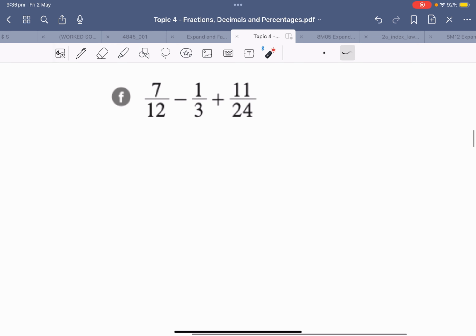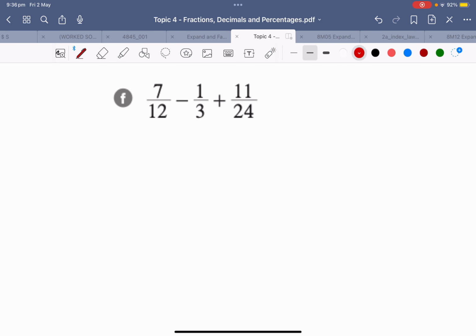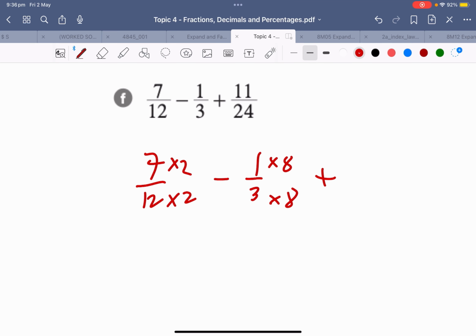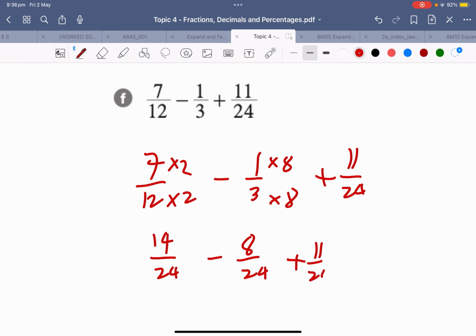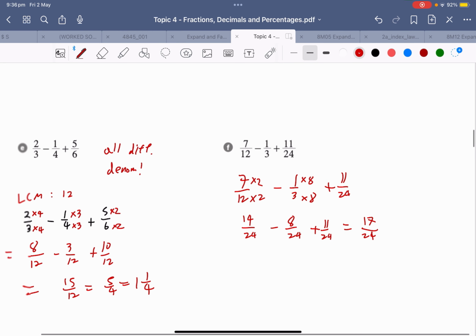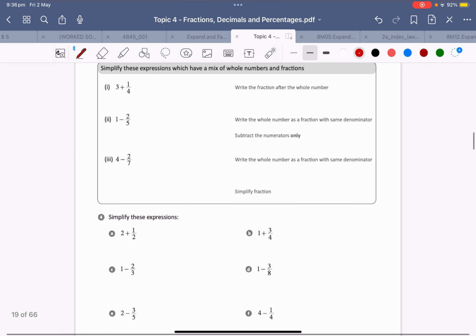Now, 12, 3, and 24. That's fine if you're not fully sure. The lowest common multiple is 24. 7 over 12 times 2 minus 1/3 times 8 plus 11 on 24 times what? 1. It's just by itself. 14 over 24 minus 8 over 24 plus 11 over 24, which is the same as, it's so easy. What is it? What's 14 minus 8? 6 plus 17 over 24. And that's it. Okay? Have a go at all these.